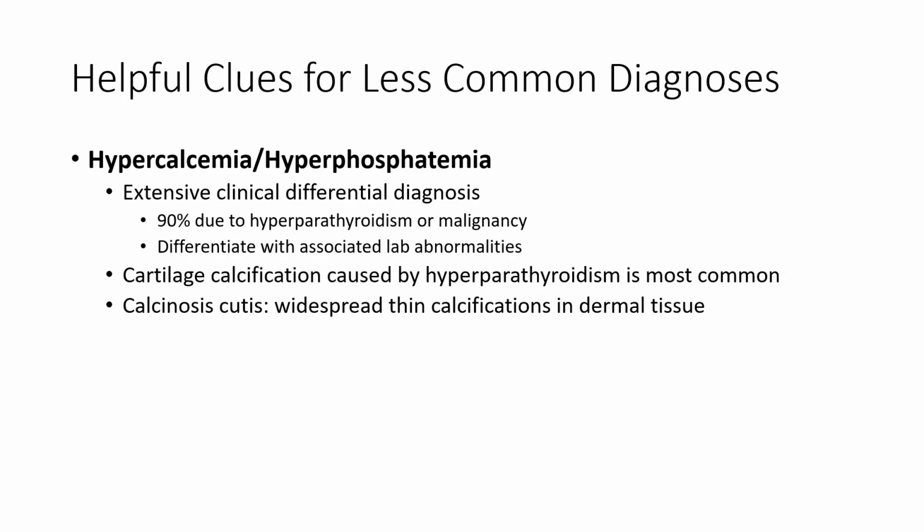Hypercalcemia or hyperphosphatemia: there is an extensive clinical differential diagnosis, 90% due to hyperparathyroidism, renal disease, or malignancy. Differentiate with associated lab abnormalities. Cartilage calcification caused by hyperparathyroidism is most commonly chondrocalcinosis. Calcinosis cutis is widespread, with calcification seen in dermal tissue.